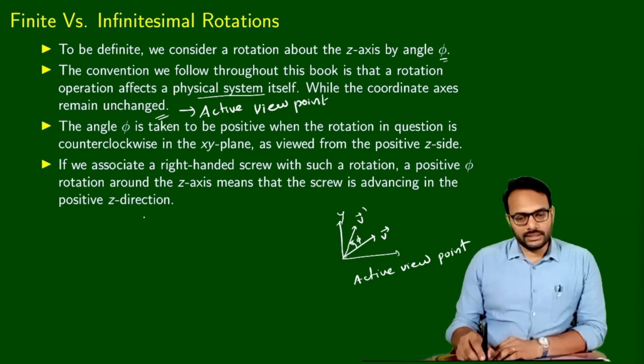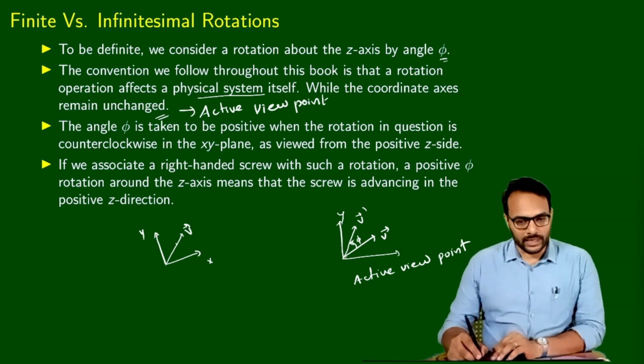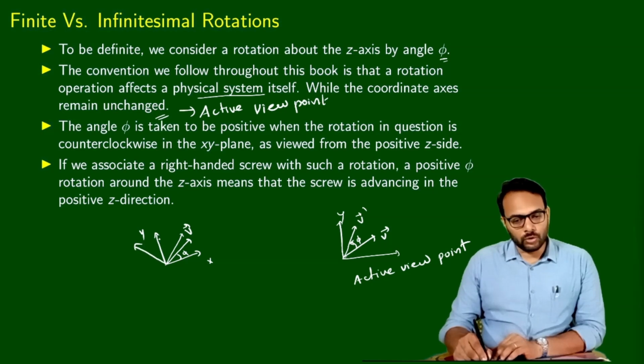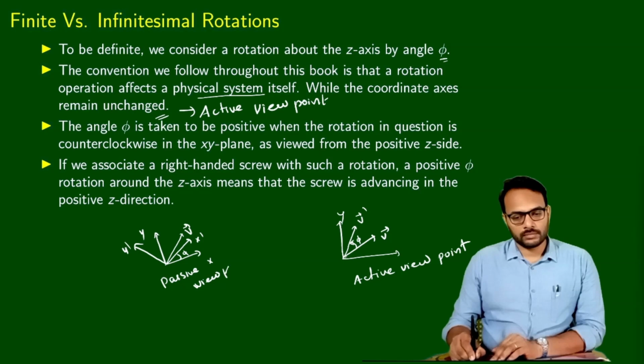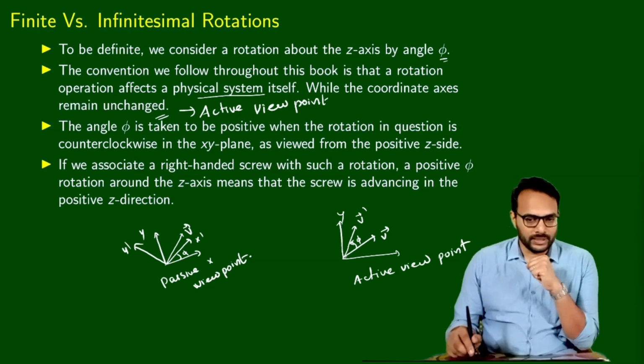In the passive viewpoint, the coordinate axes are rotated. So we have a vector here, let's call this v. In the passive viewpoint, the coordinate system is rotated. Initially we have a coordinate system with axes x, y, and we rotate the coordinate system by an angle, let's say phi. And this is the new coordinate system, x prime, y prime. This is the passive viewpoint. So we shall be following the active viewpoint.